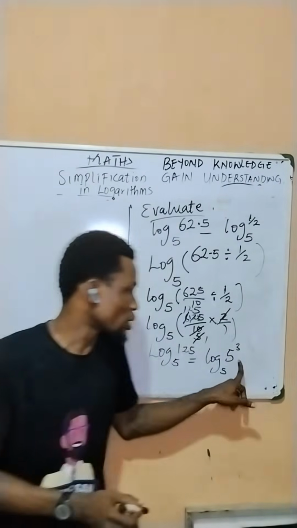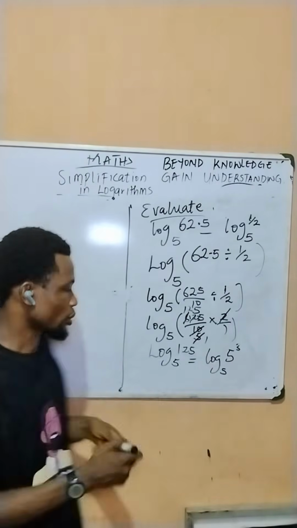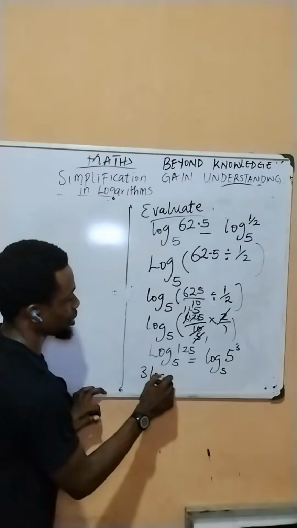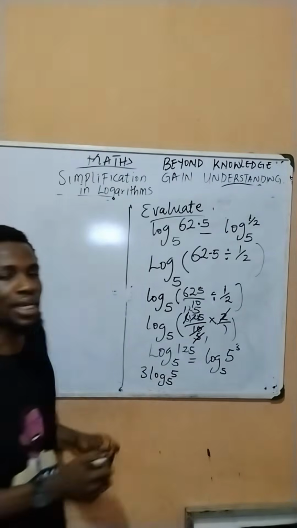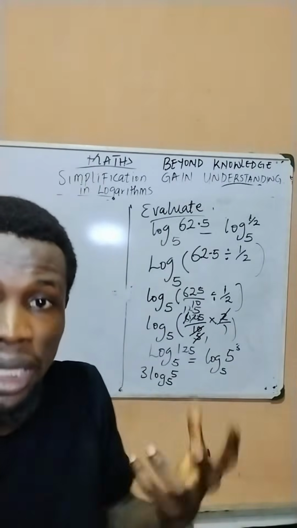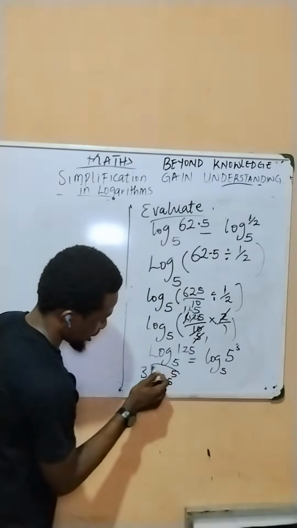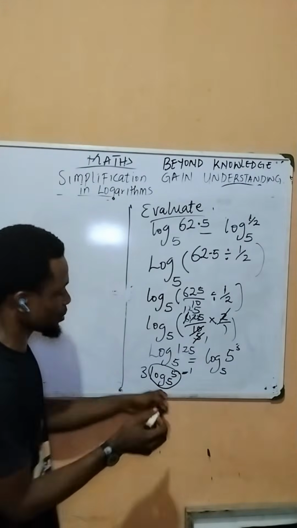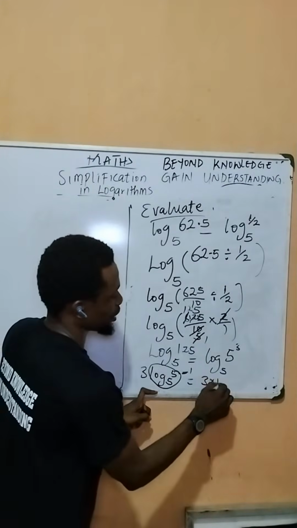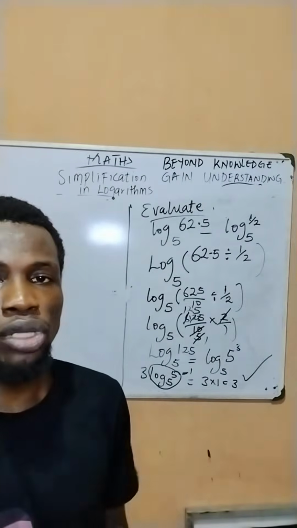And so once I've gotten to this stage, the next thing to do is apply the power law. Once the log has a power, push the power to the front of the log. So this becomes 3 log 5 base 5. And then we'll apply what? Logarithm of the same base. So once a log has the same value as the base, it is equal to 1. So everything here equals 1. So this becomes 3 multiplied by 1, and that will give us what? 3. That is it. So we'll solve about 6 questions.